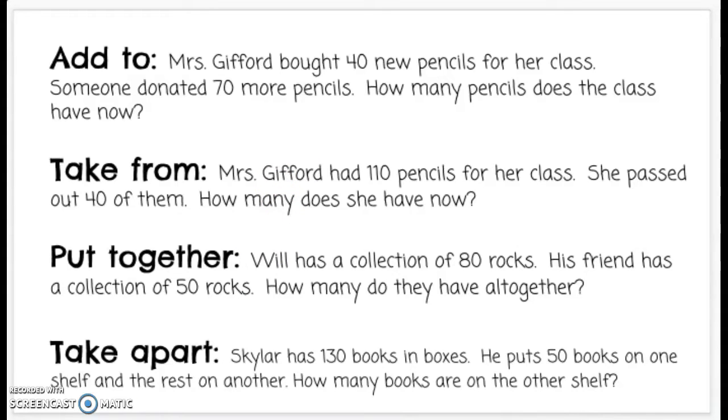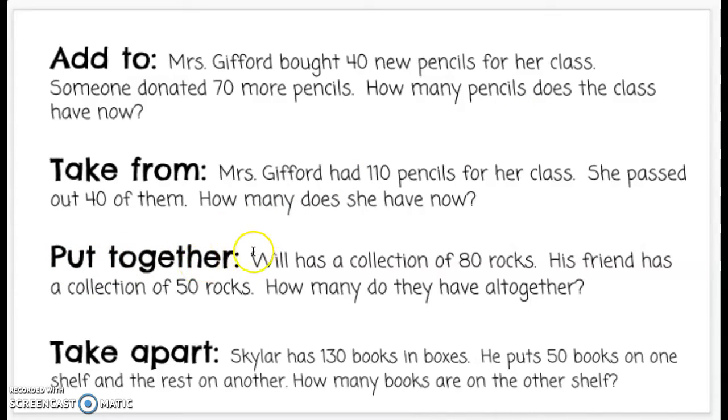So this take from problem is one where it gives us the total first, how many she had first, and then she took away some of them by passing them out. And then you're going to want to figure out how many she has left after some has been taken from it. The next one is a put together problem.